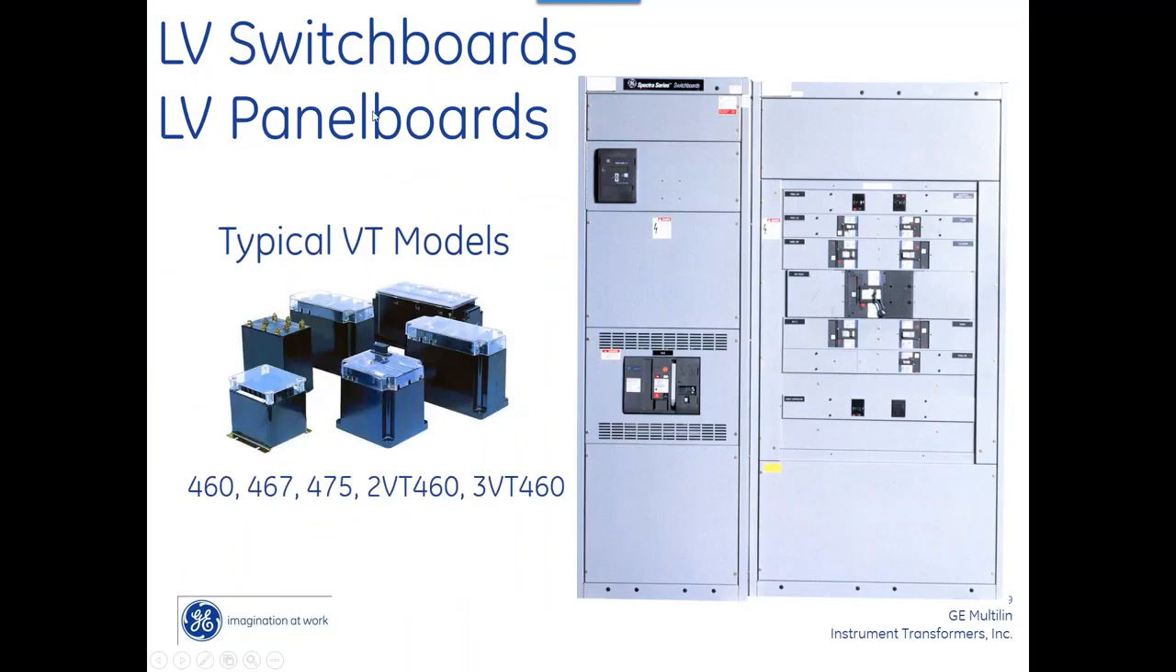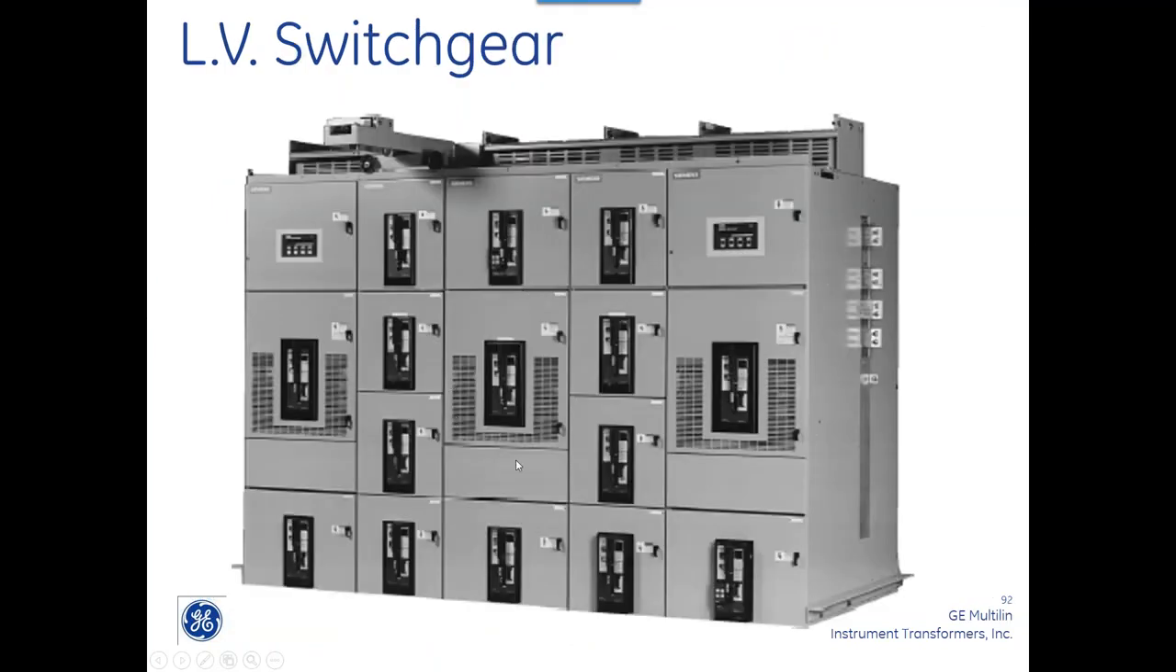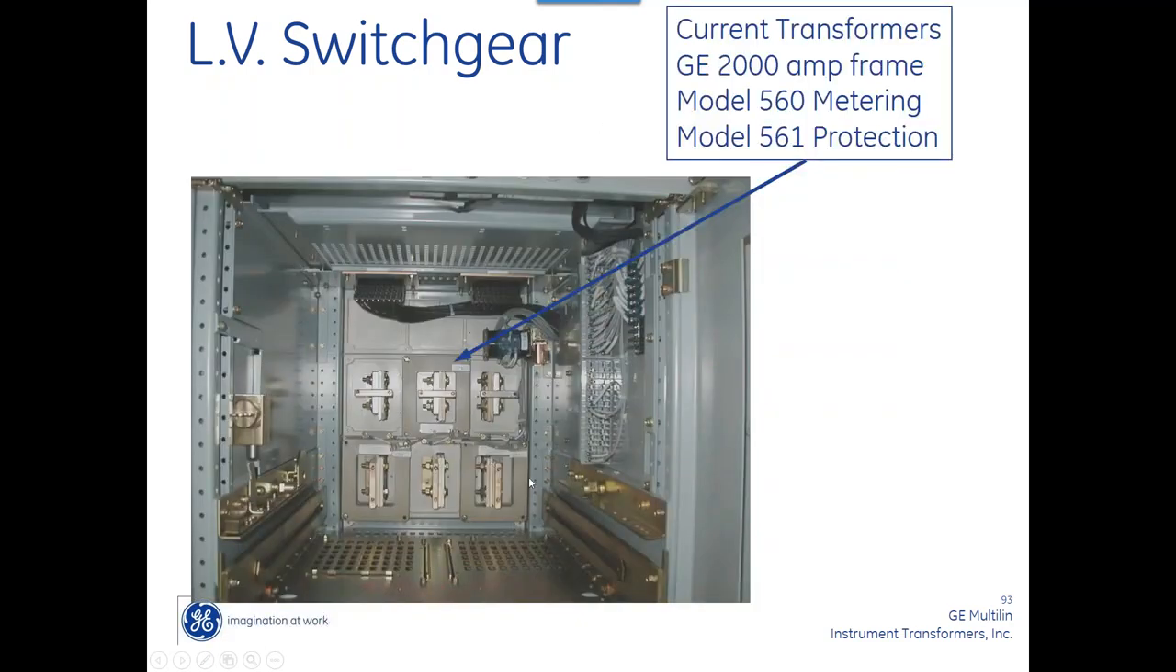VTs, some of the typical models I'll see in a switchboard: the 460 is probably the most common. The 3VT 460 is just a 3-phase version of that single-phase VT. So all 3 VTs, if you want to measure accurately, you could do that. Motor control centers, here's some of the CTs that are used. Here's one that's 3 CTs in 1 that I've seen used. Switchboards, now you're going to want a better class CT because I need to make sure on instantaneous that I'm going to trip these breakers out.